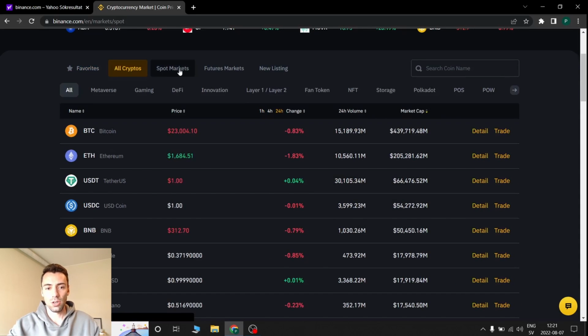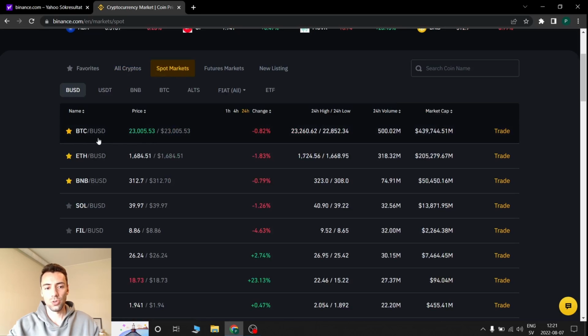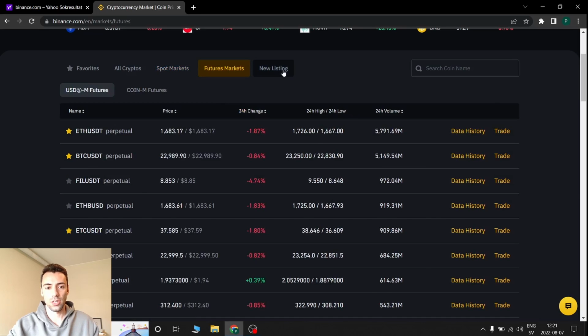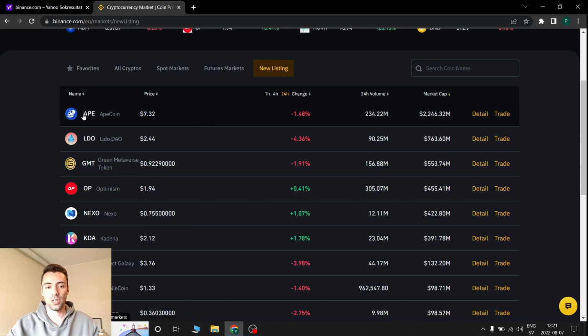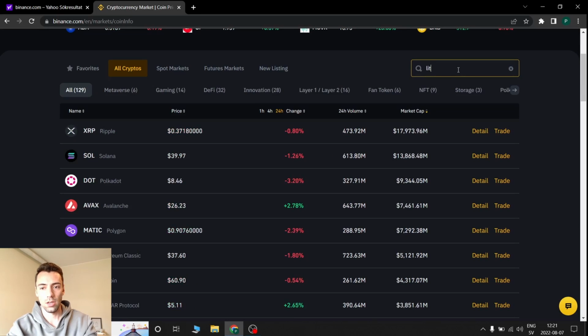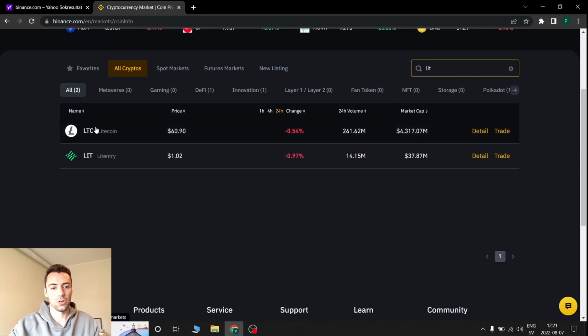Or the spot market, we show you the spot market with different pairs, the futures market, and the new listings. These are the currencies that Binance listed recently in the market, like ApeCoin, for example. And you can also search for your currency here. For example, Litecoin. There you go, I type LIT and it brings it up here.